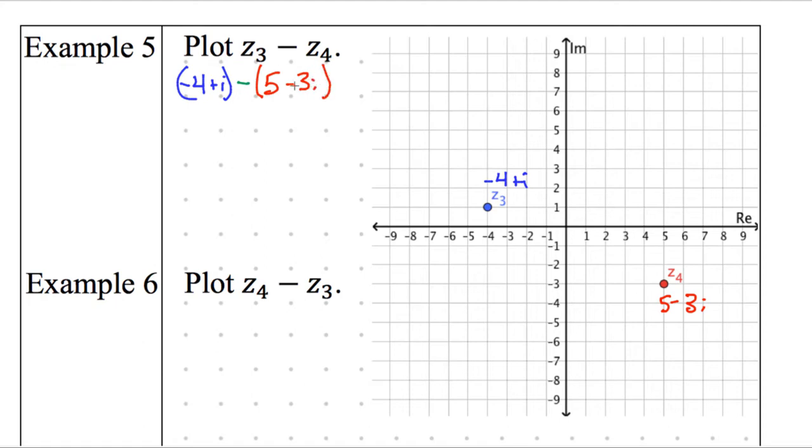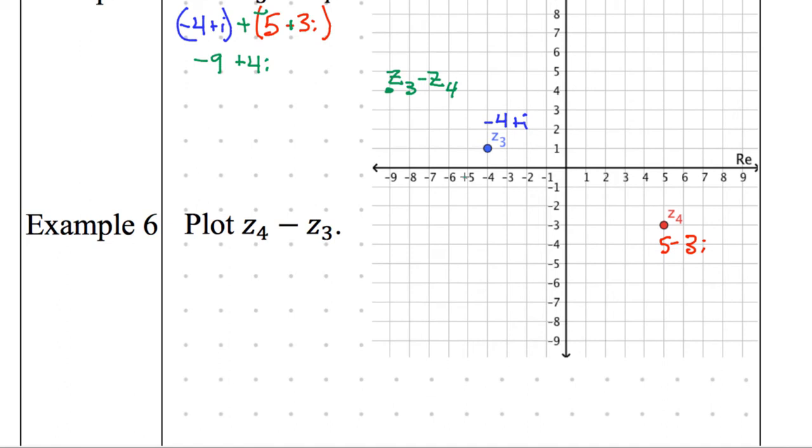If I'm going too slow, you can always play me at times 1.5 or times 2 speed. I will not be offended at all, as long as you're understanding the material. So this is now going to be a positive, a negative, and a positive, distributing the negative. So I have a negative 4 and negative 5, that's a negative 9, and a positive i and a positive 3i, that's a positive 4i. So negative 9 plus 4i is right there. There is Z3 minus Z4.